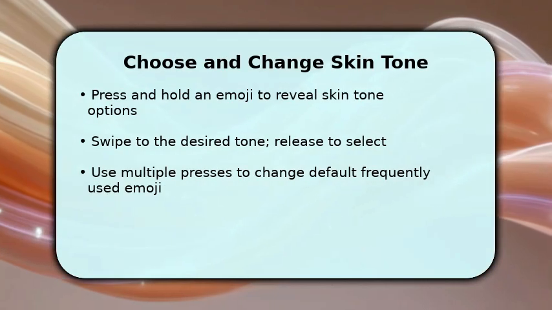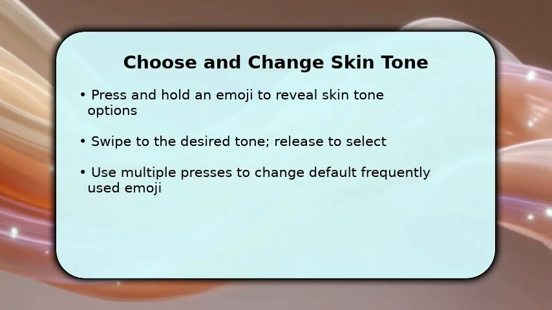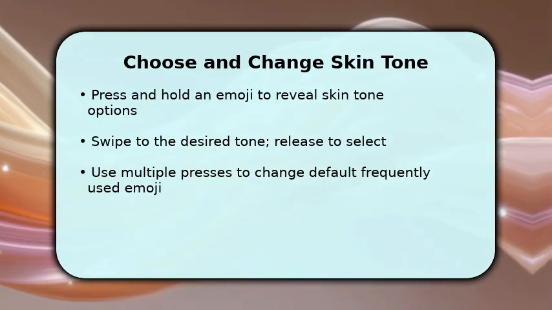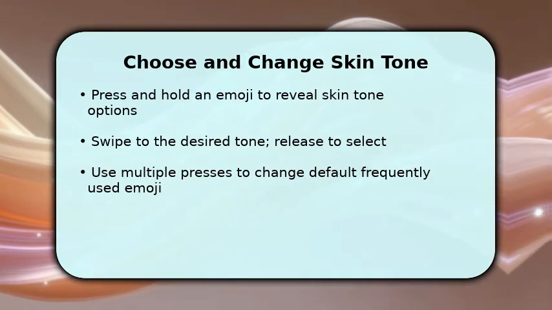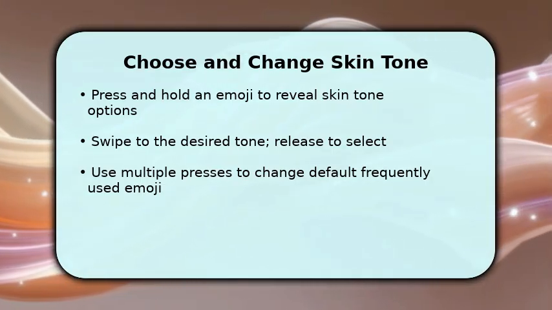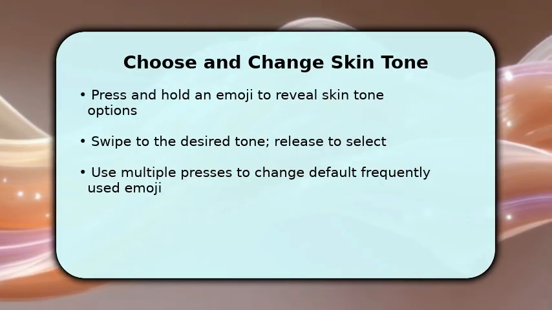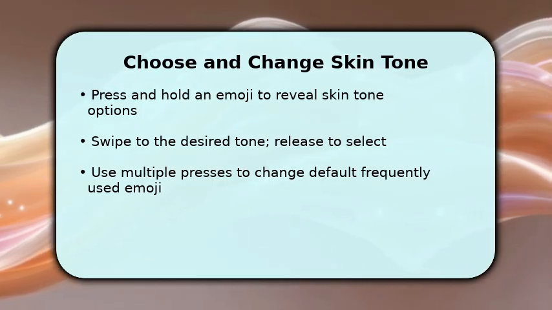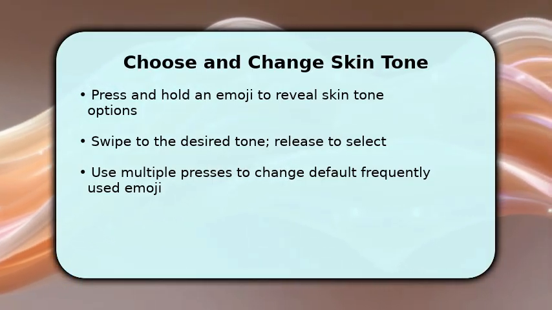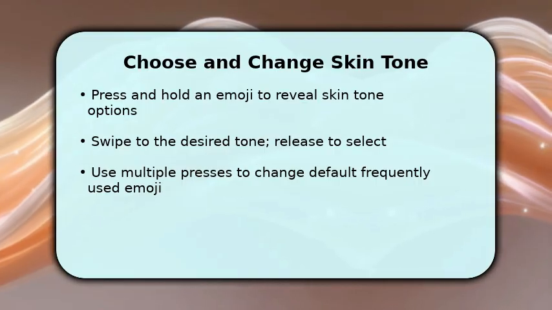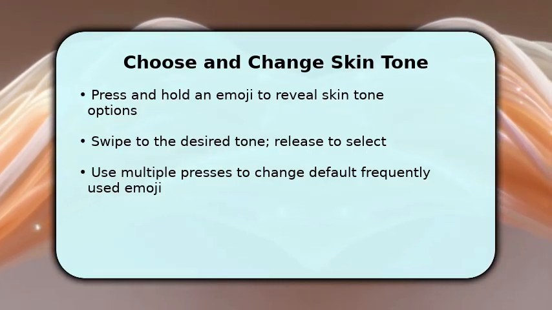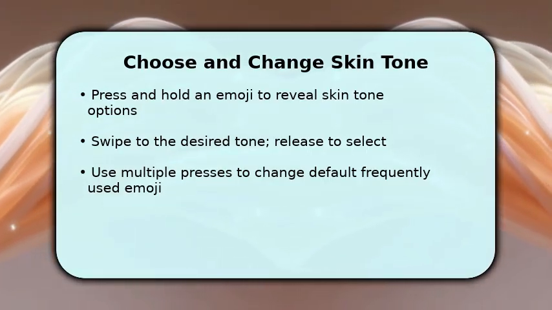Now choose the emoji that supports skin tones or color variants. Press and hold firmly on that emoji until a pop-up palette appears with available tones and colors. Once the palette is up, slide your finger to the tone you want and release to insert it. If you want that tone to appear in your frequently used list, repeat the selection a couple times. The keyboard learns and updates defaults. This is the core action. Press, hold, slide, and release to set your preferred emoji color.